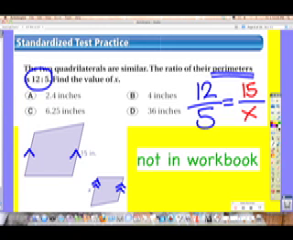Don't give it away, let people work for it. Dean, what'd you get? 6.25. I see letter C. Fill it in. Thumbs up for Dean if you agree. Did you get the same thing? Okay, let's do another one.